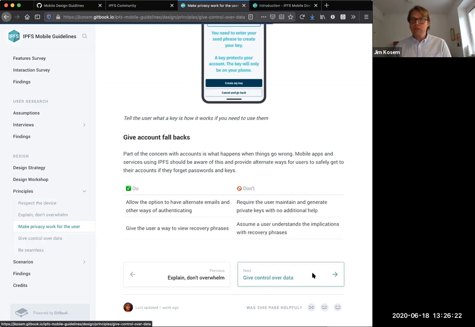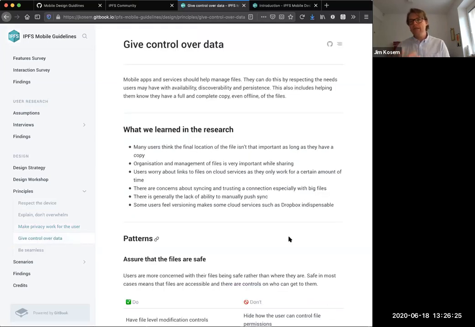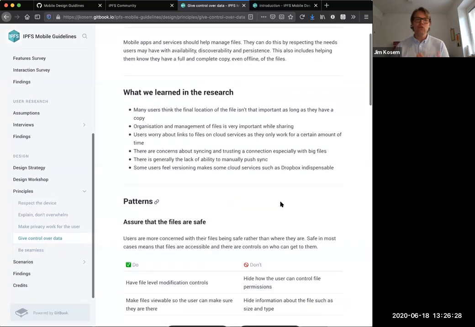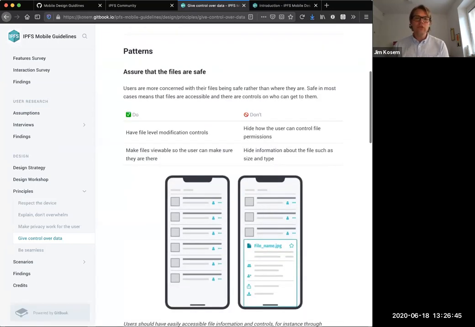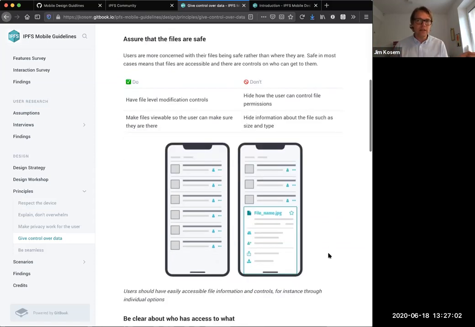The next one is give control over data. So again, these are active suggestions. Giving control over data is about who can do what to what: the file I have, the chat that I have, who can access it, what can they do to it, what can I do to it, what do I have the ability to do? The first thing you should probably do is assure the files are safe. If you have a file sharing application where you can move things around, then assure the user that it just won't disappear one day, or assure who can see it and that somebody else can't necessarily delete it.